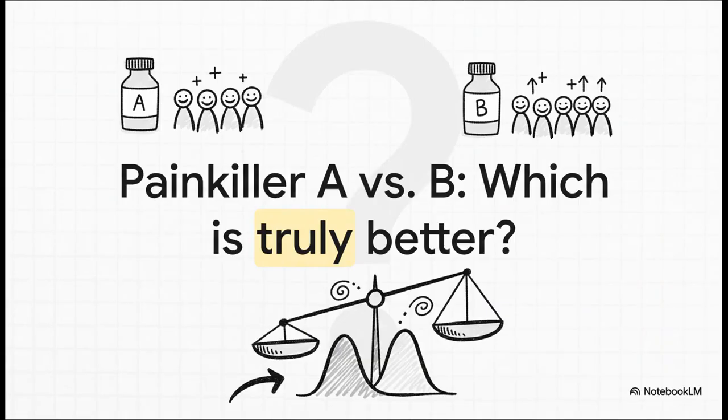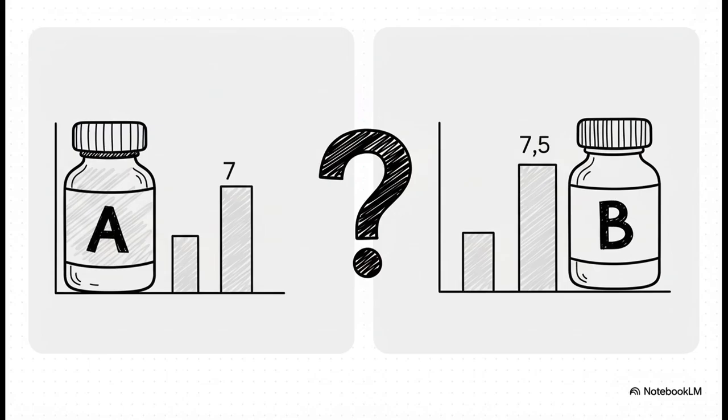Okay, picture this. Let's say we're testing two brand new painkillers. We give drug A to one group of people and drug B to another. After a while, we check in on their pain relief and, well, one group says they're feeling a little bit better. So, is that drug the winner? I mean, could we run the exact same test tomorrow and get the complete opposite result just because of random chance?